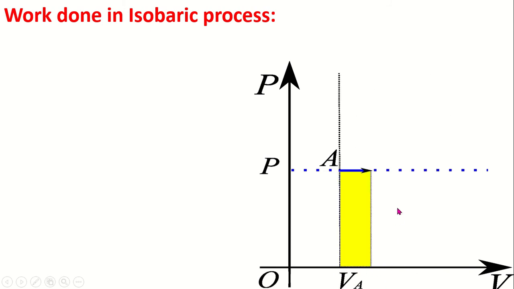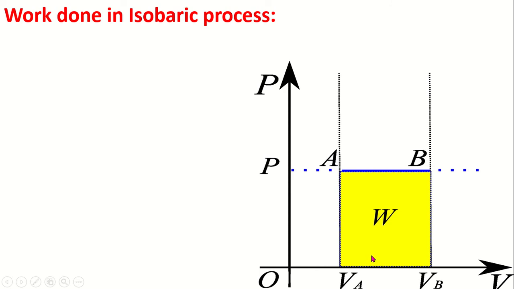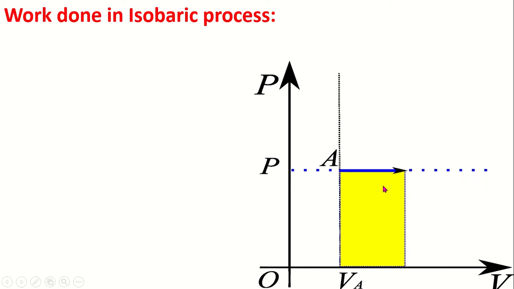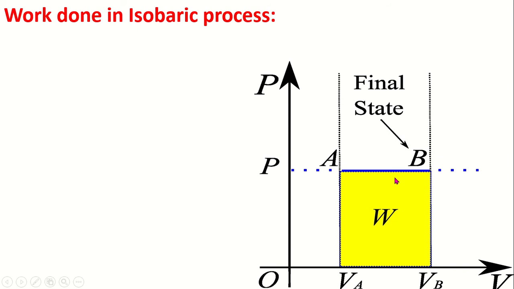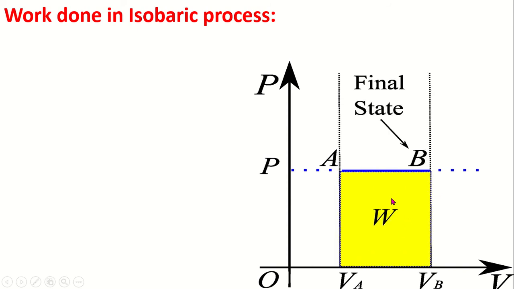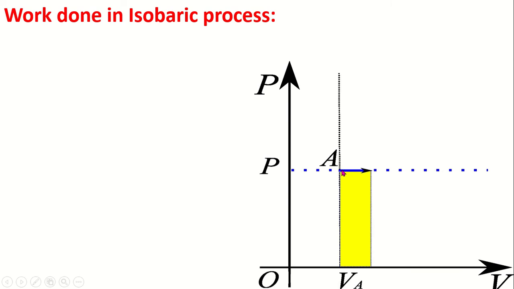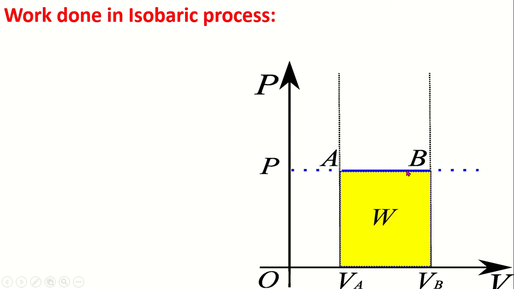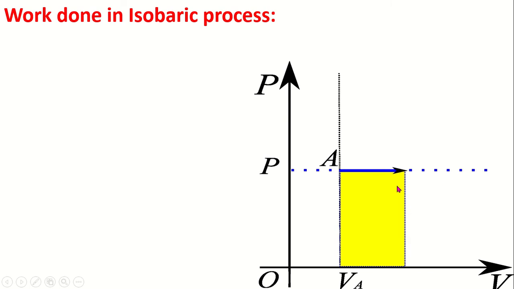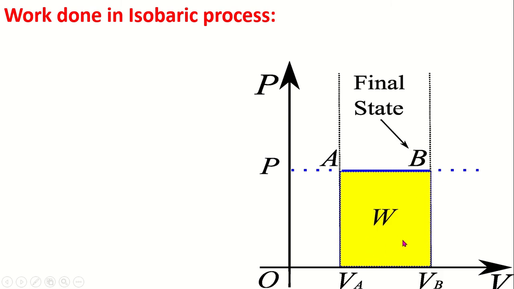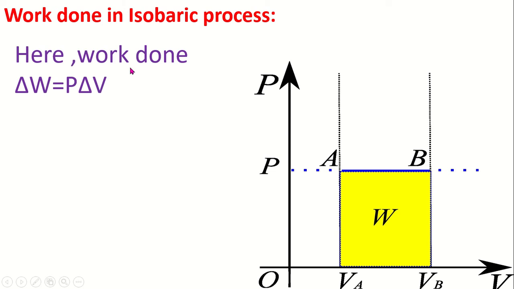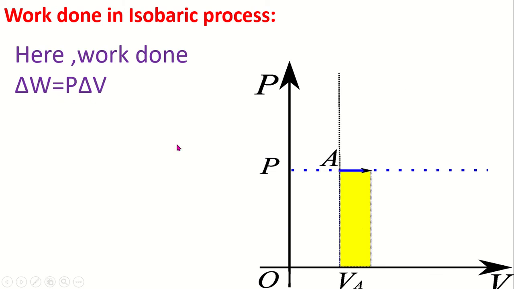So in order to change the volume, there must have been work done, and that work can be calculated by calculating the area from this graph. That means this area which is below the line AB. So by calculating the area below the line AB, we can calculate the amount of work done. So work done in isobaric process is what? Del W equal to P del V.